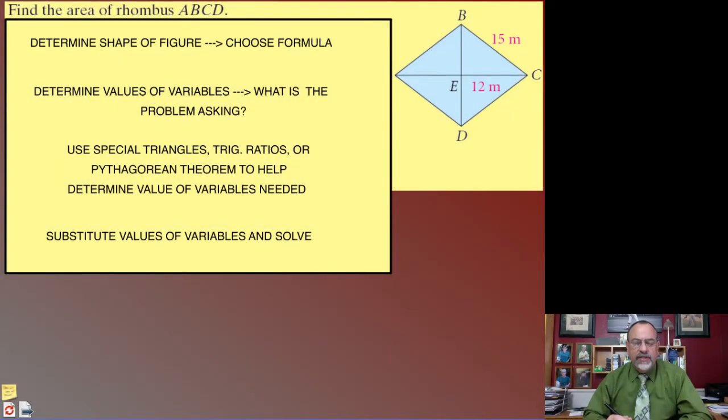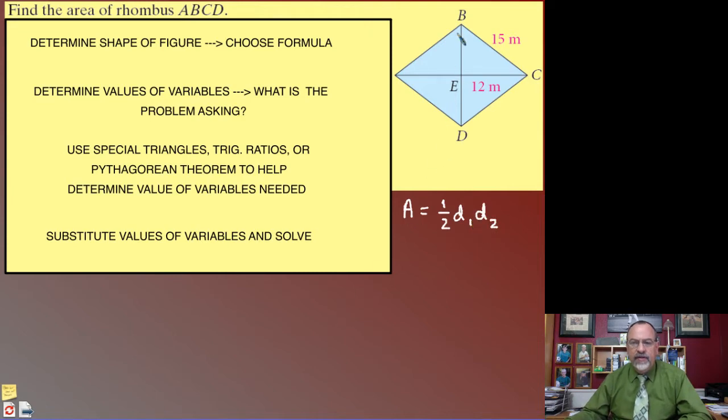Geometry Chapter 10 Lesson 2, and I'm going to do a number of examples where we determine the area or a missing value in either a trapezoid, a kite, or a rhombus. In the figure that I have here, it tells me that I have a rhombus, so that tells me which formula I need to use, and the formula for the rhombus that we learn is that the area is equal to 1/2 the diagonals multiplied together.